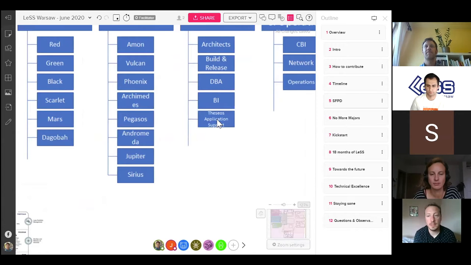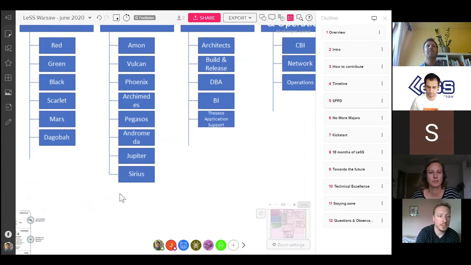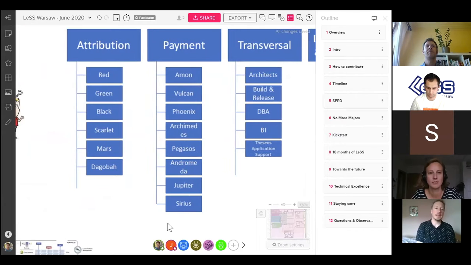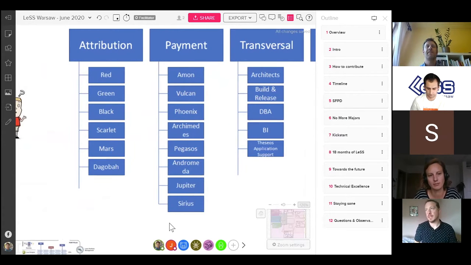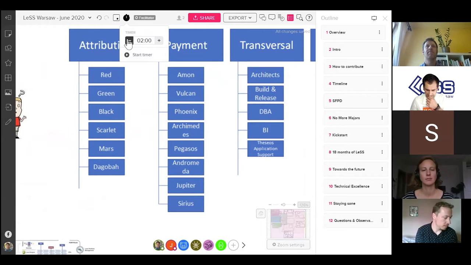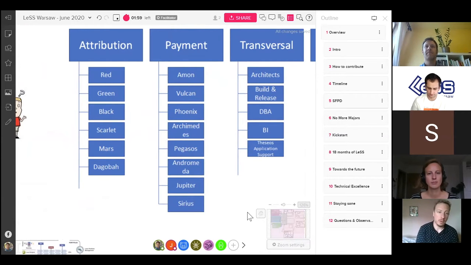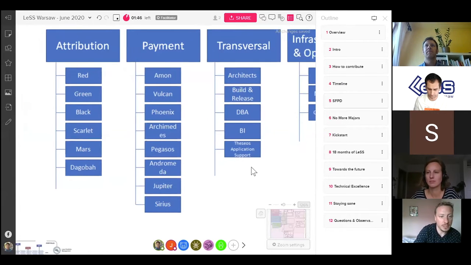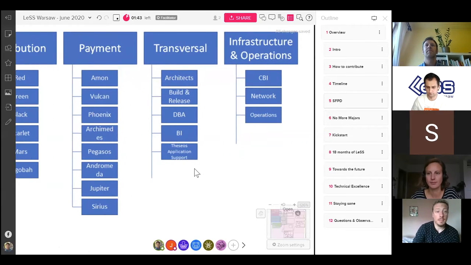So these development teams are divided over two sub-departments. There's an attribution sub-department where all the calculations happen about the pension. And then there's a payment sub-department, which is once the citizen is retired, then obviously they get paid, hopefully correctly. So those development teams are responsible for that domain. And then there's a transversal and an infrastructure sub-department. Basically because we have four directors, so they all need a department.